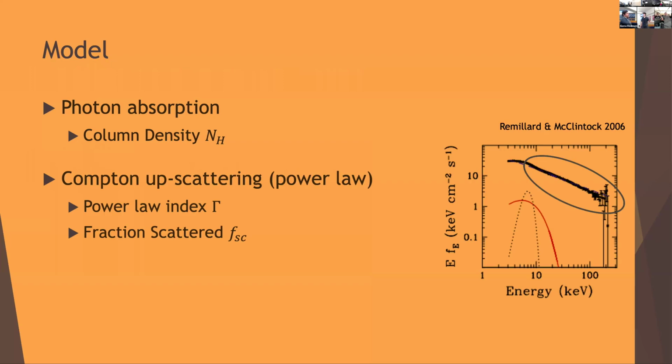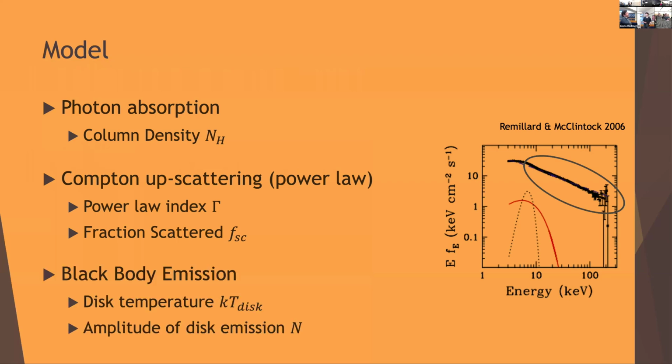The model that we are using currently does not give us information on the spin of the winds, but this is a step towards reaching that. So what we do is we model with photon absorption along our line of sight to the source. We have a constant upscattering component, which tells us the steepness of the power law and the amount of photons scattered in the corona. And then we also have this black body emission in the thermal component, which tells us the disk temperature and the overall brightness of the emission.